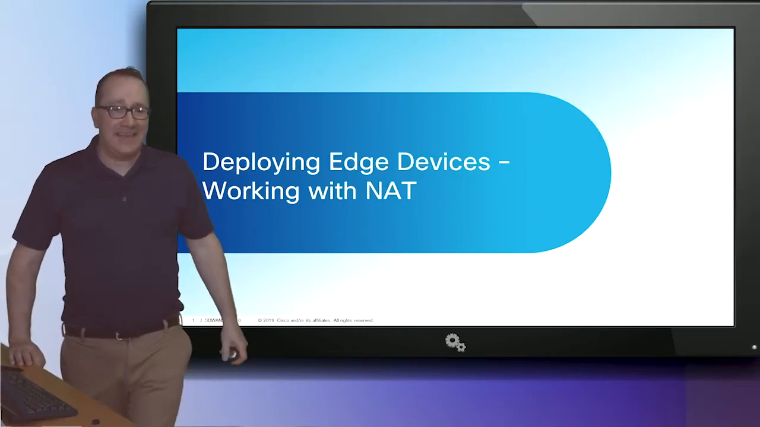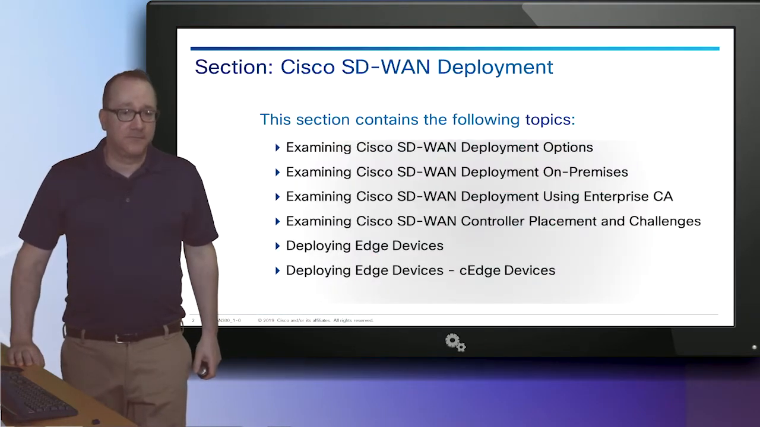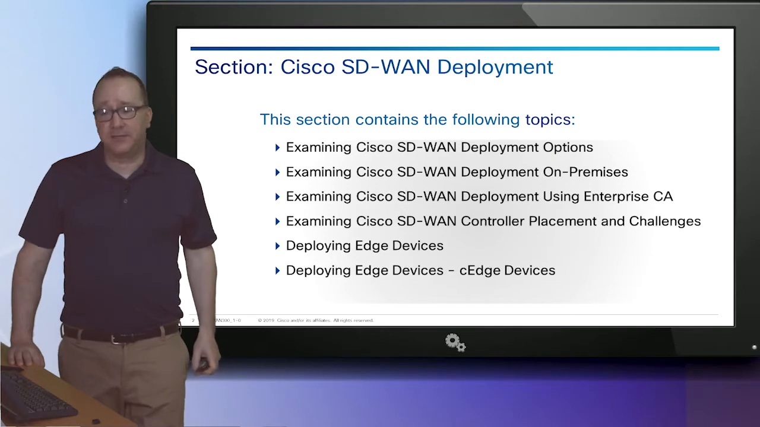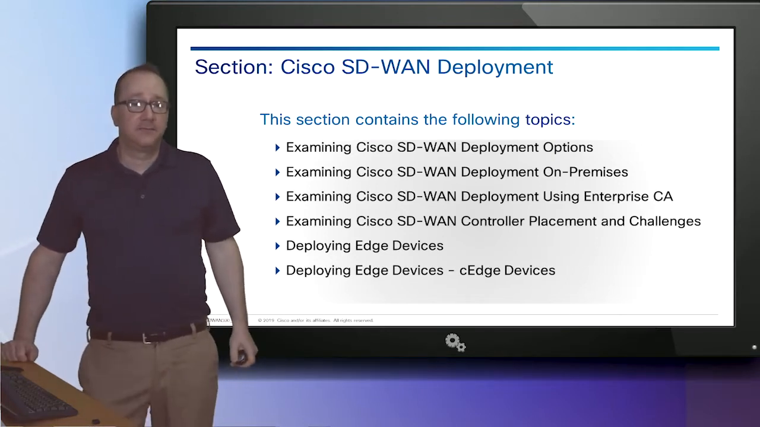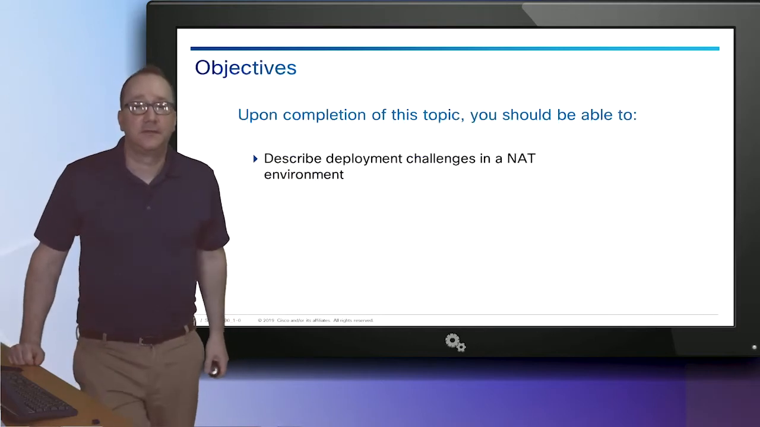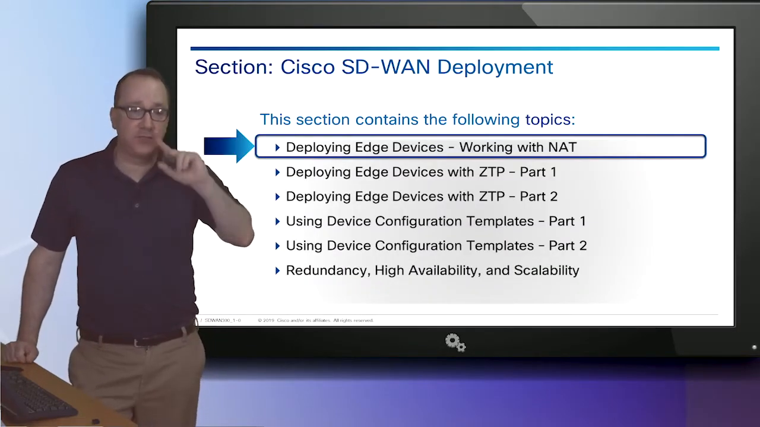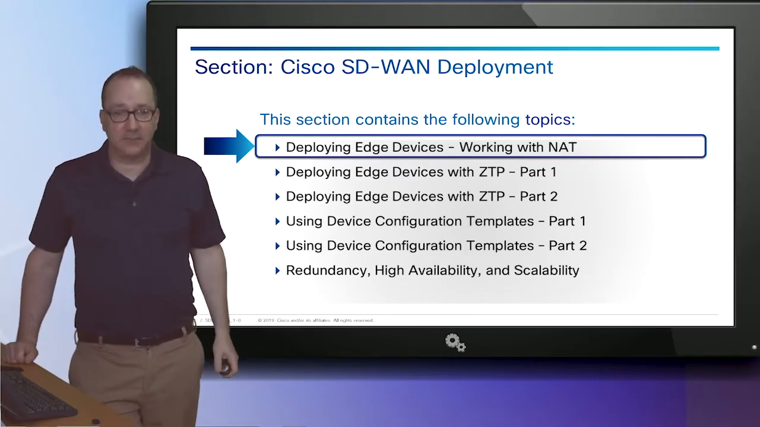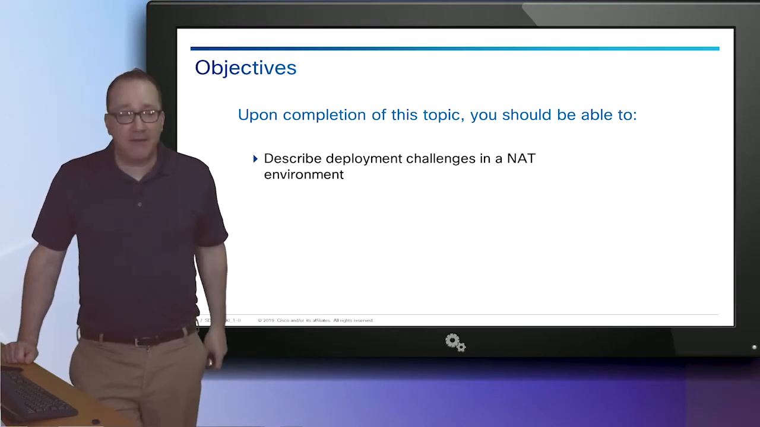We're talking about working with NAT, network address translation, when we've got a vEdge device. Basically, we have a C-Edge and vEdge device. We're going to talk about the challenges we may run into if they are in different NAT situations. In the next section, we're going to talk about zero-touch provisioning and configuration templates, and then we're talking about redundancy later in this section. And we're going to talk about the challenges that we have with NAT.